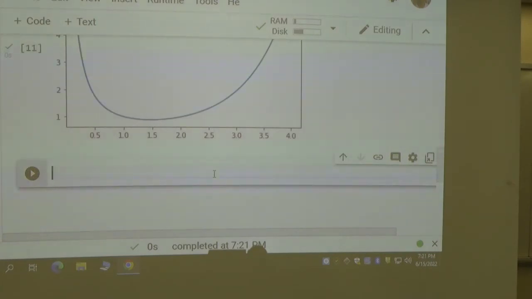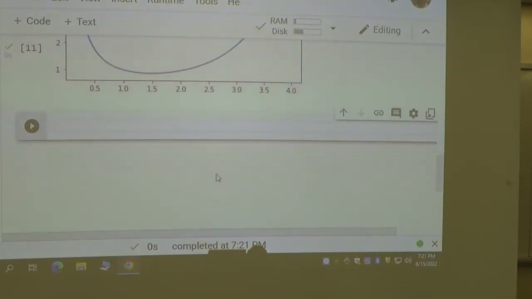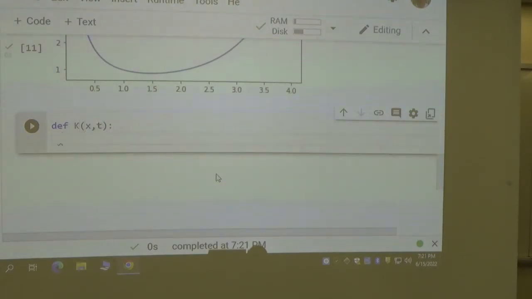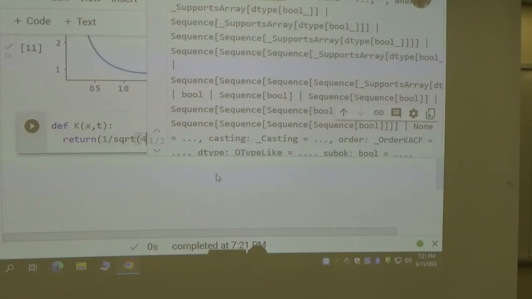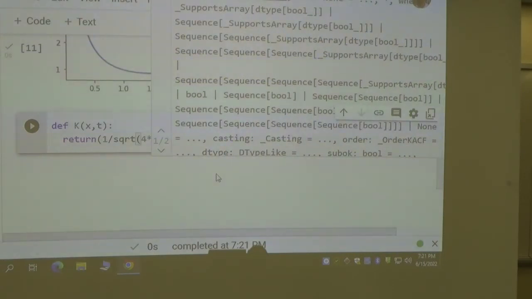What else? Oh, since we're up to that, let's think about the heat kernel. What was the heat kernel? Can somebody help me? Define k of x, t as a return, what was it? 1 divided by square root of 4 pi kt. 4 times pi times k times t.